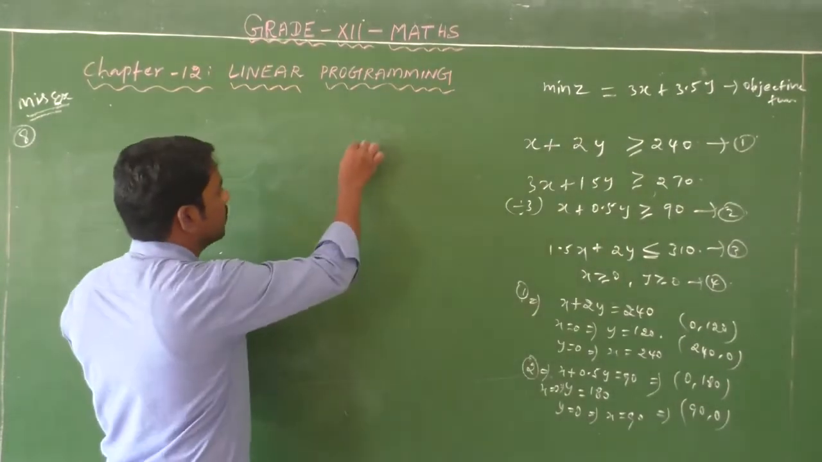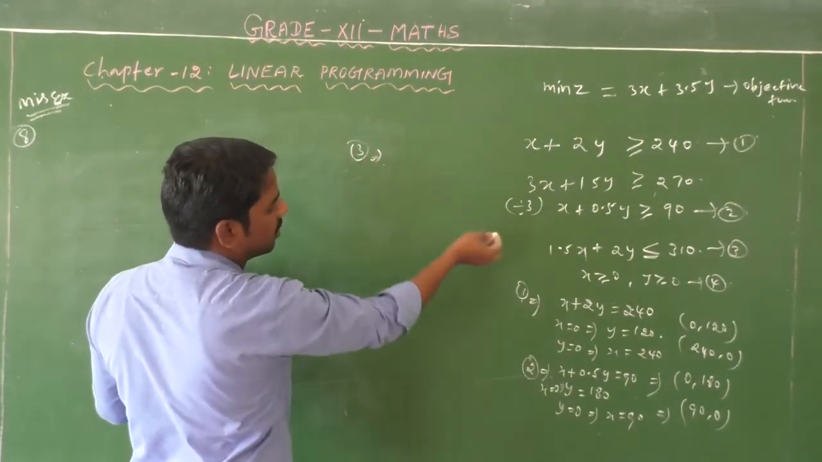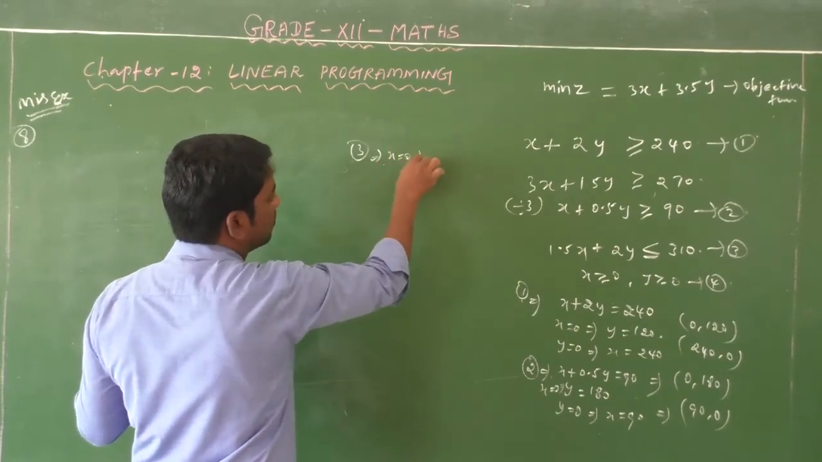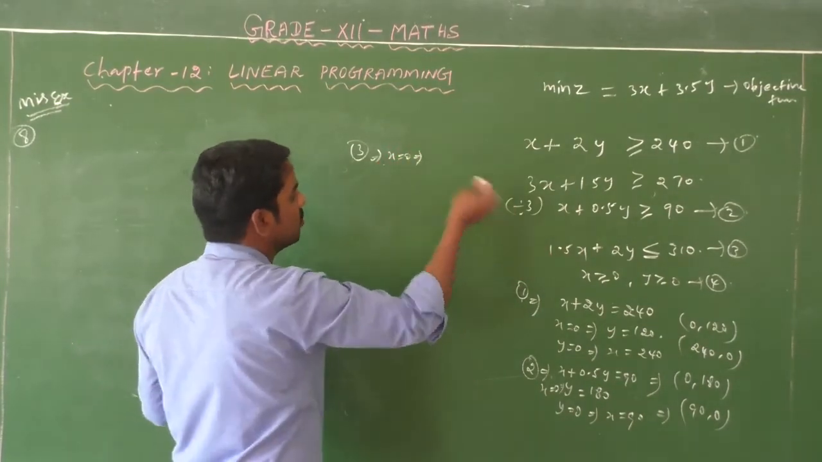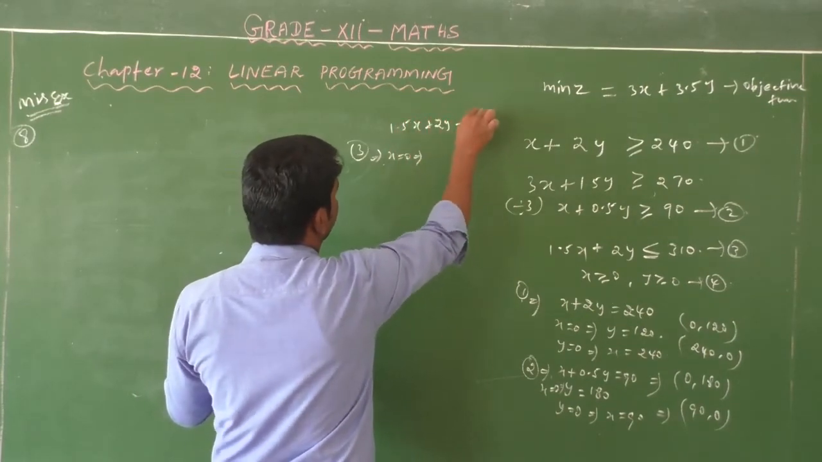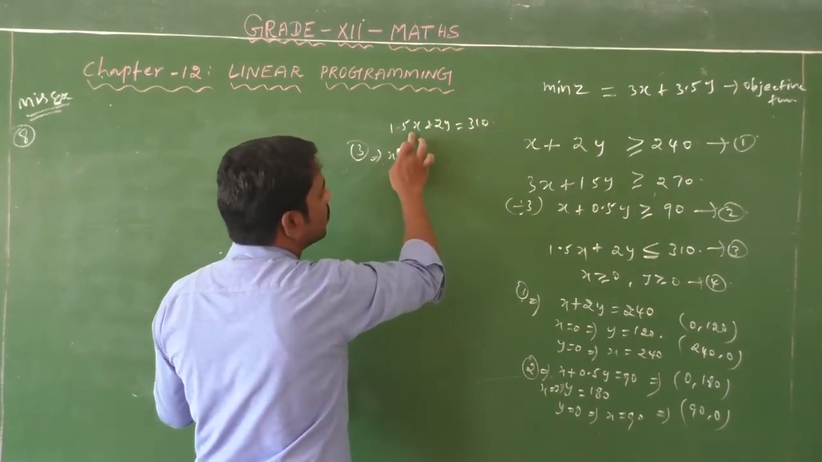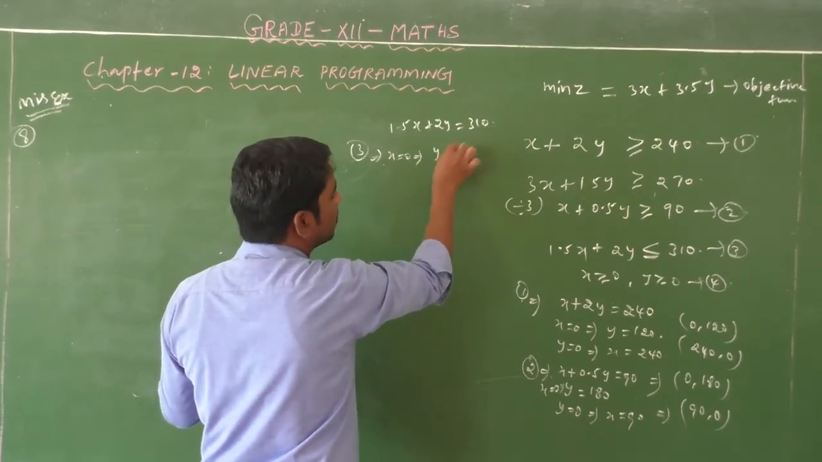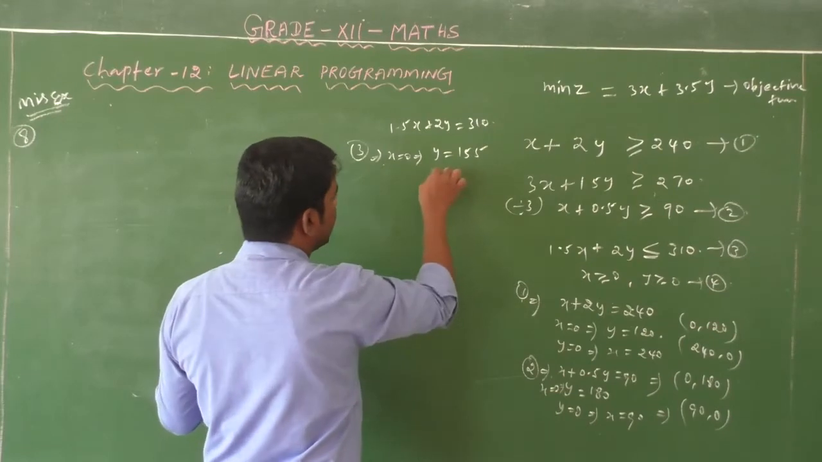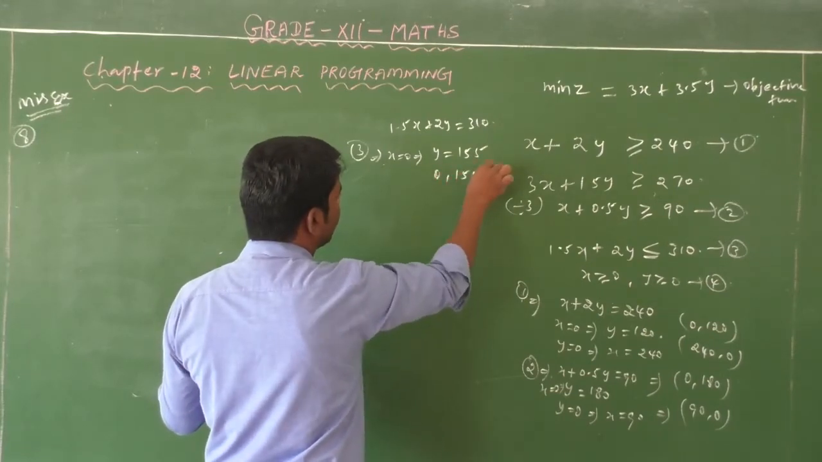So the third constraint, 1.5x plus 2y equals 310. If x equals 0, then 2y equals 310, so y equals 310 by 2, that is 155. So the point is (0, 155).